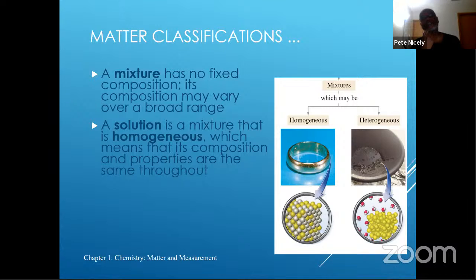Now, I have a question for you. Can you think of any other examples of a homogeneous mixture? Any other examples? Anybody? Salt water. I'm sorry? Salt water. Okay, salt water, salt and water. I would agree with that. Any other examples you can think of?